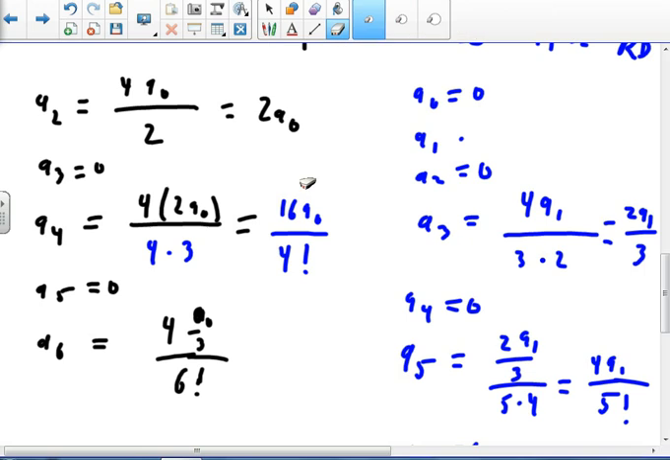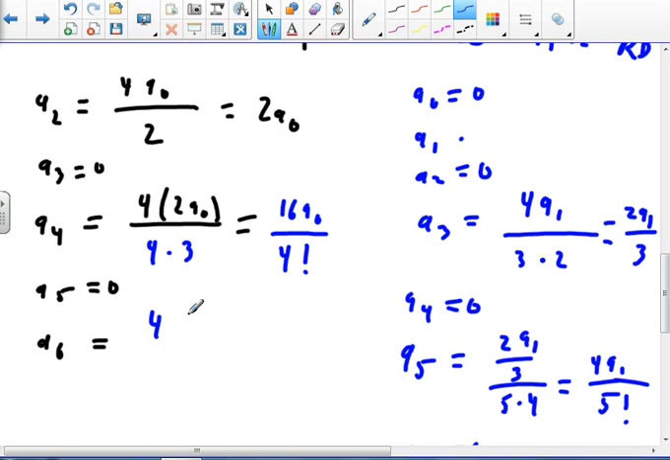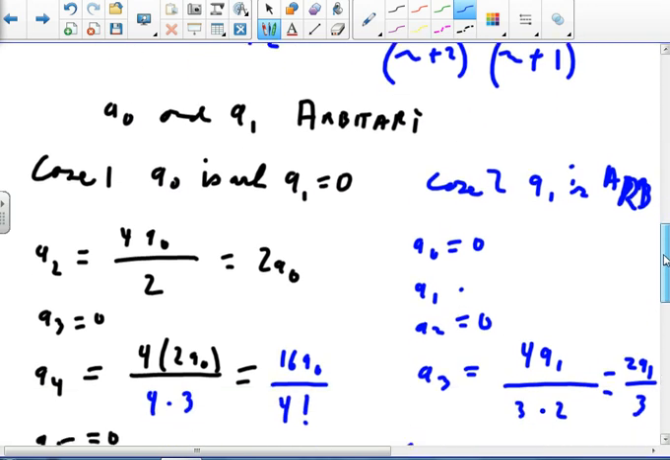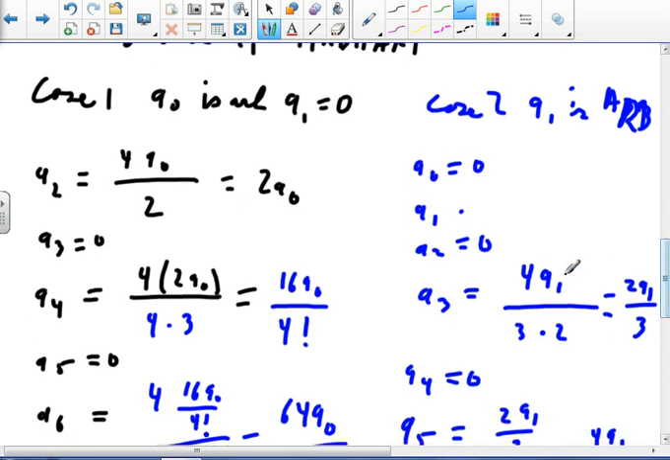Okay, and this guy here is wrong. So it's going to be 4 times 16 a0 over 4 factorial divided by 6 times 5, which is 64. 64 a0 over 6 factorial. Why isn't this getting any bigger? Well, because I'm hosed. That's a 4. So this is a 4 over 3 factorial.